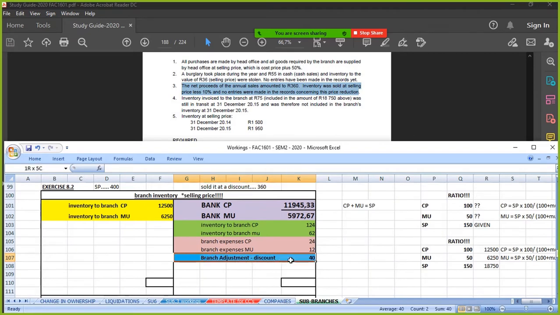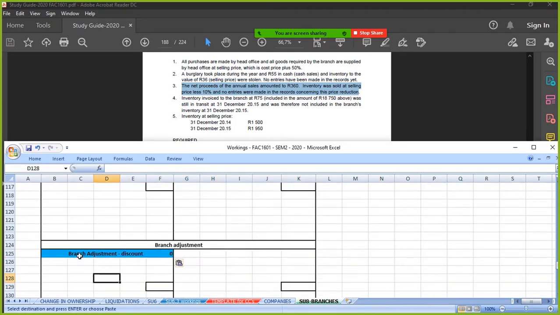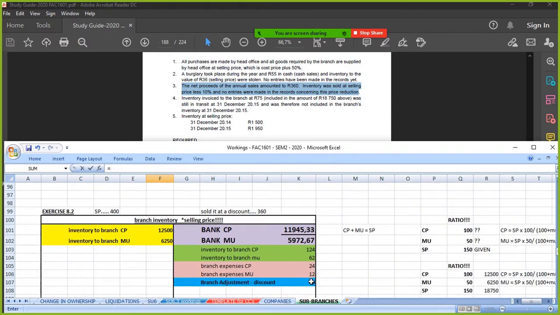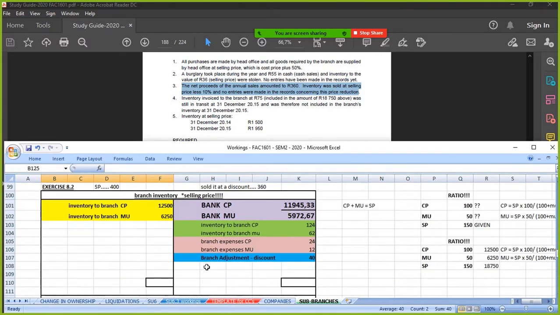So I've got my first adjustment here. Let's go paste that here. Obviously, it relates to the discount. I've referenced it in the branch inventory. Branch inventory is representing the discount. And I referenced the 40. Equals, there's my credit. Every debit has a credit. That debit has a credit. Happy, good. Next. What's next? Let's highlight it.